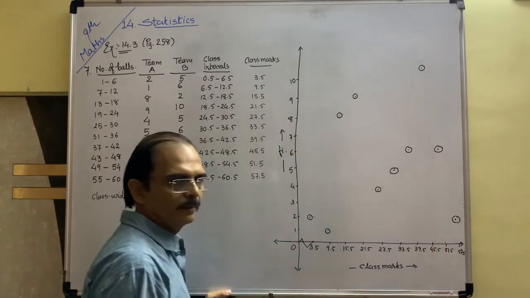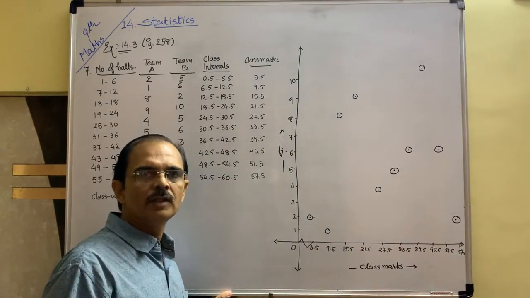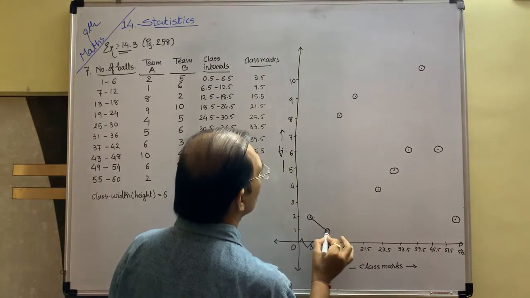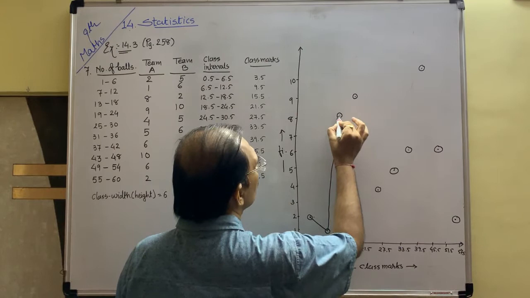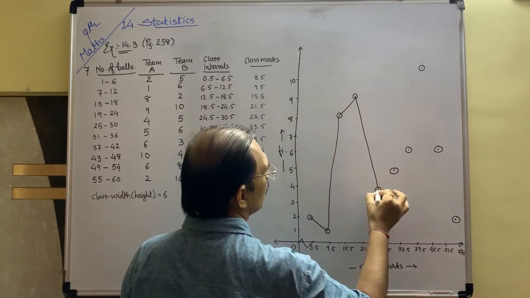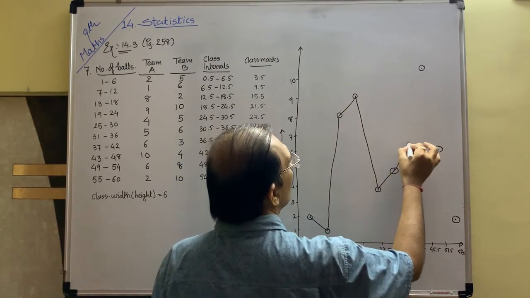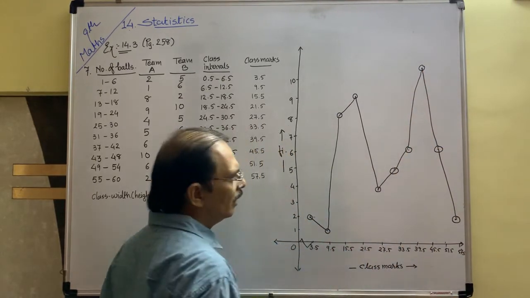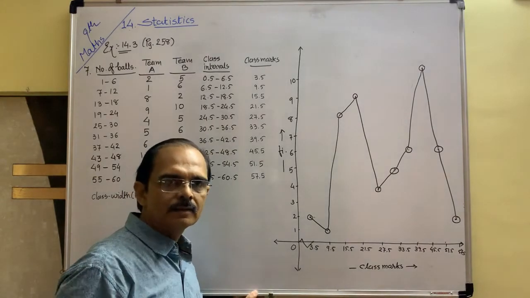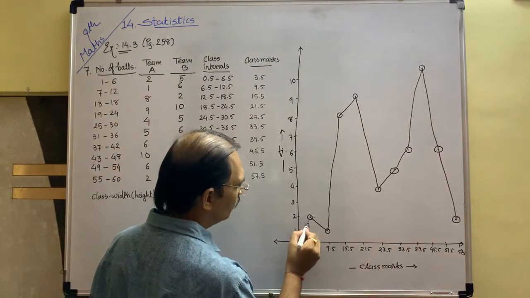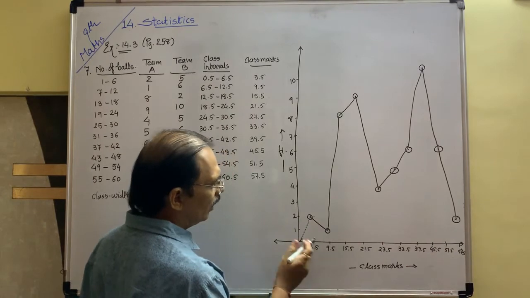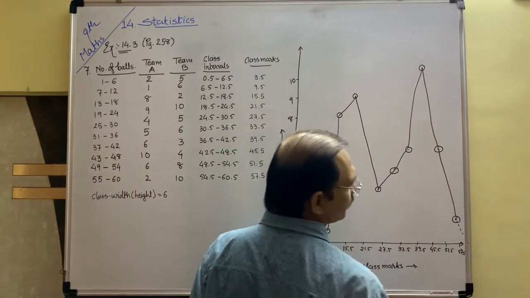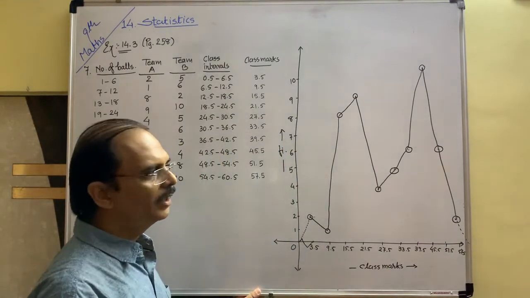of team A. Okay, you have to join it with the help of a scale. Start with this, then move to this. In this way, a mountain is created. But the mountain is open from the ends, so you have to join this mountain with a dotted line, 1 centimeter before this and 1 centimeter after this. Okay, this is for team A.